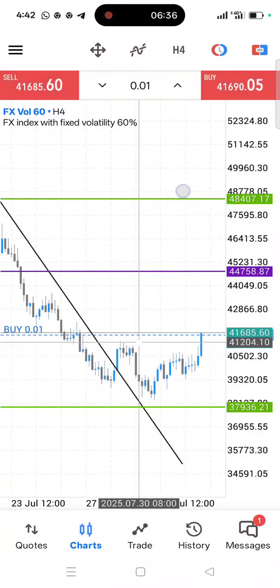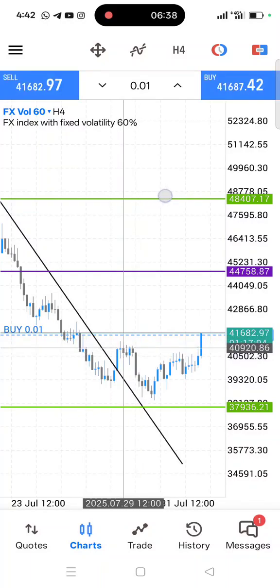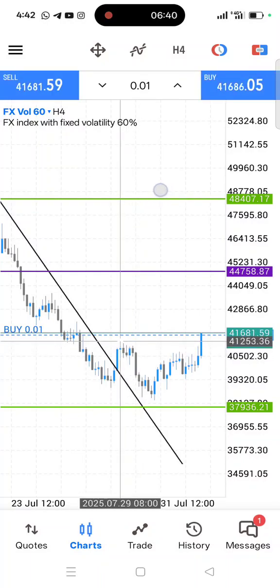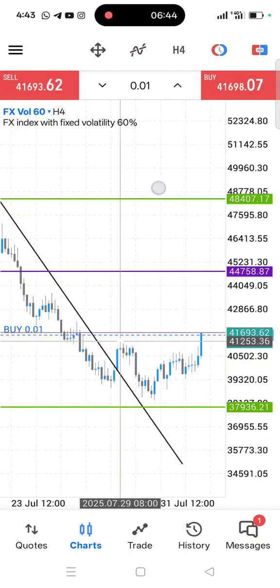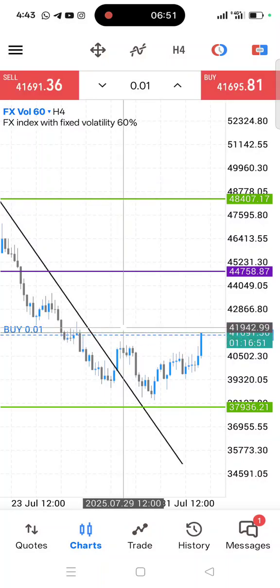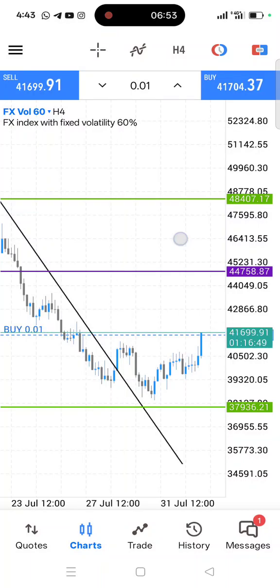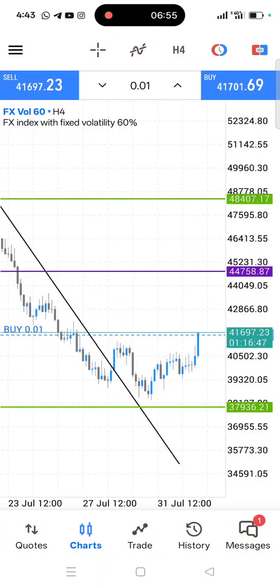Now there is a standard change of character here right now. So this trend has actually changed completely. So I have confidence in this buy. All right, I have confidence in this buy. So I'm going to be taking my take profit at this level.